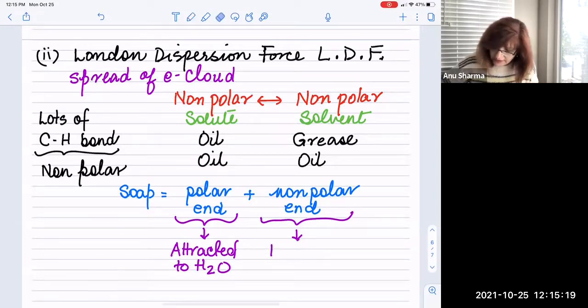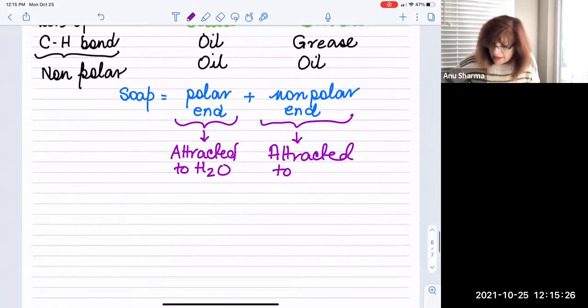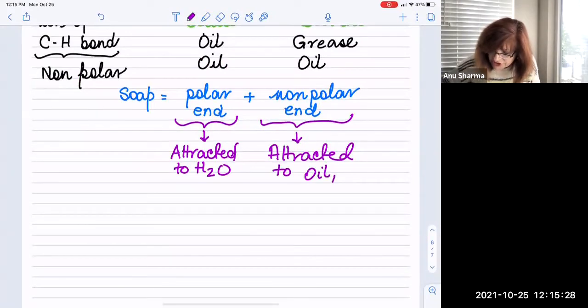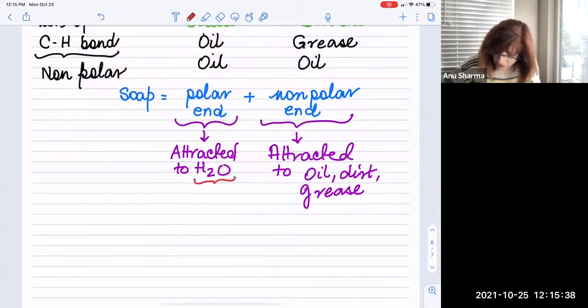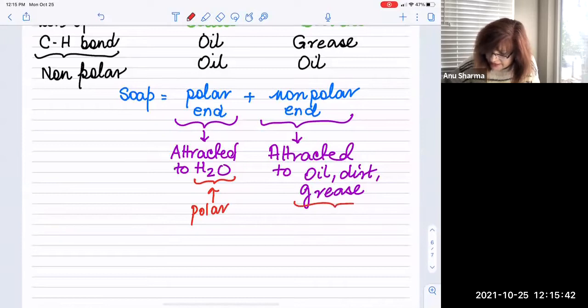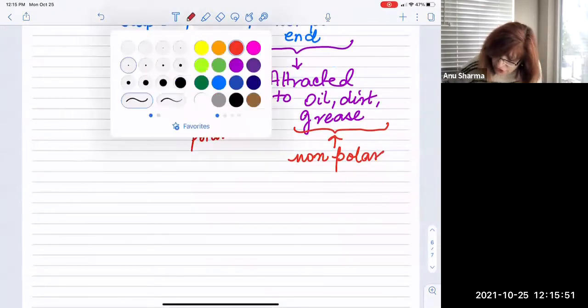So this is attracted to oil, dirt, grease, okay? Because water is polar, and the oil, dirt, and grease are non-polar. So the non-polar part is that chain, okay? So here is this soap. I'll just show you here.